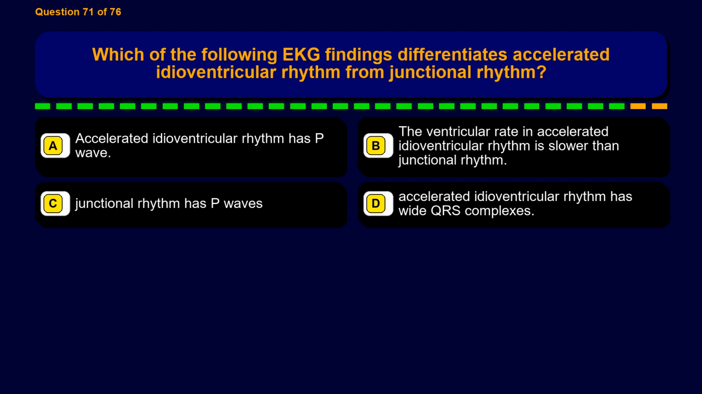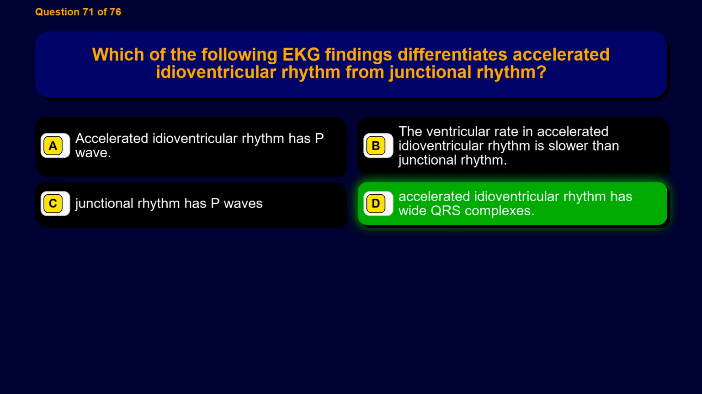Question 71. Which of the following EKG findings differentiates accelerated idioventricular rhythm from junctional rhythm? Option A. Accelerated idioventricular rhythm has P wave. Option B. The ventricular rate in accelerated idioventricular rhythm is slower than junctional rhythm. Option C. Junctional rhythm has P waves. Option D. Accelerated idioventricular rhythm has wide QRS complexes.